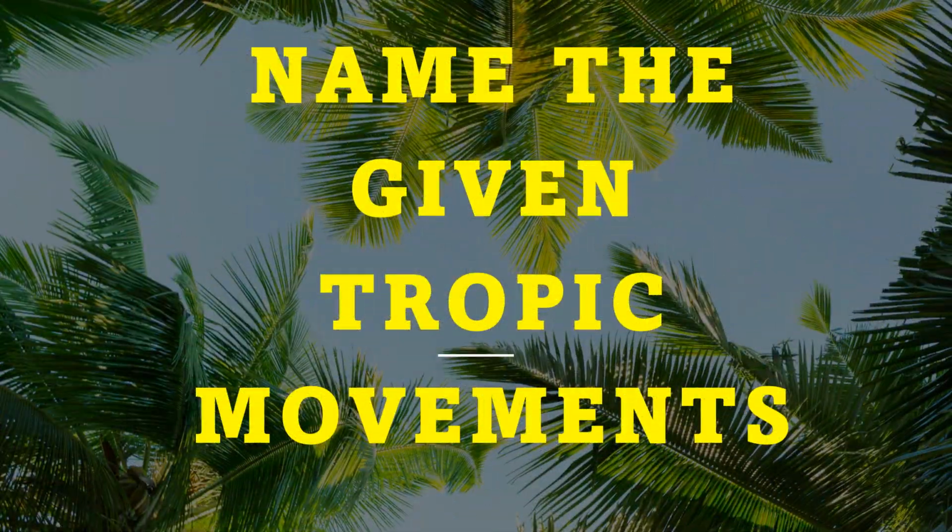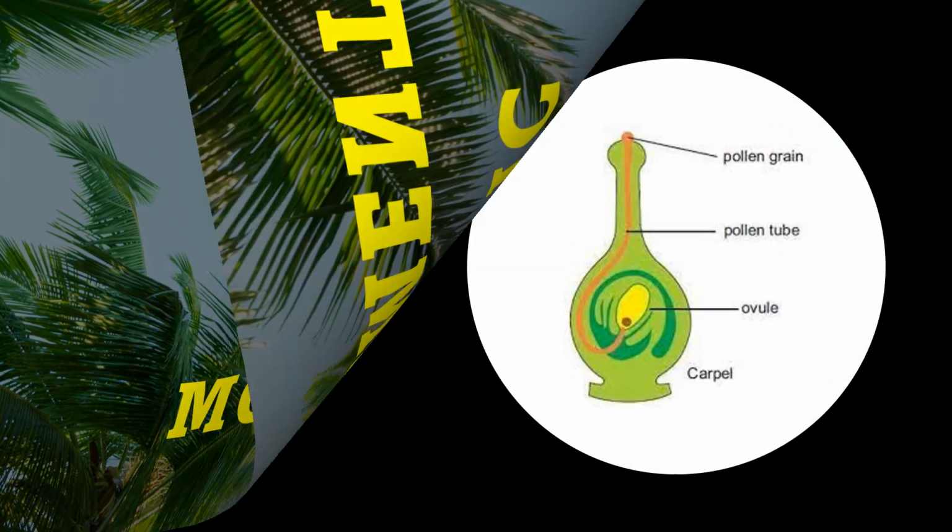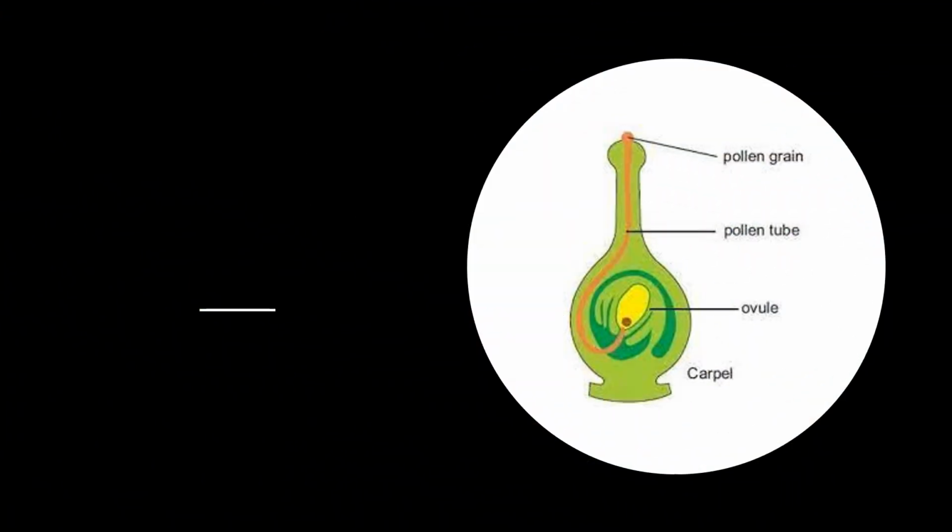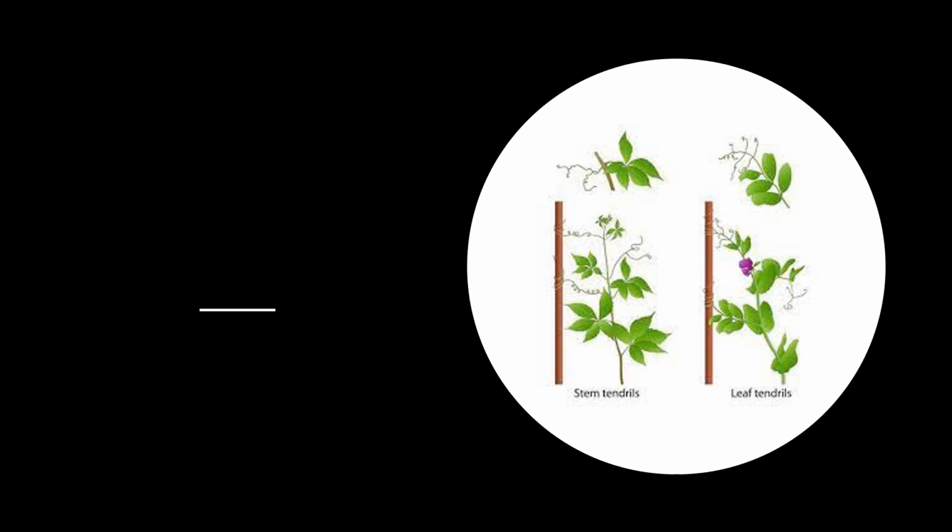Revision. Name the given tropic movements. This is the first picture. You have to observe the picture and find out the tropic movement. Which type of tropic movement is this? Yes, chemotropism. Second one. Observe the picture and find out the tropic movement. Tendrils are there, so we can easily find out the tropic movement.